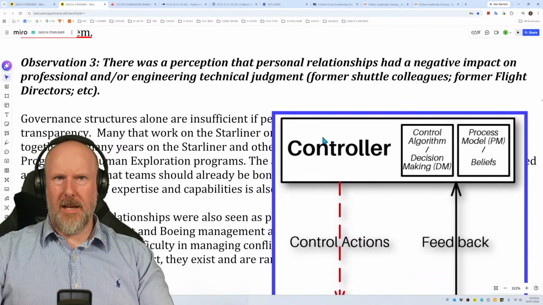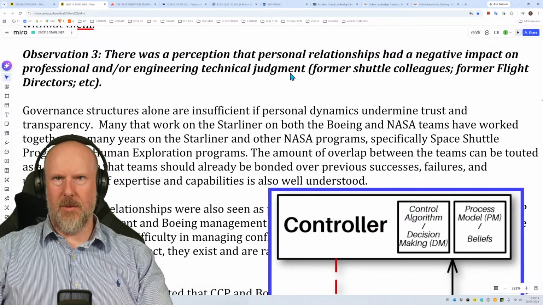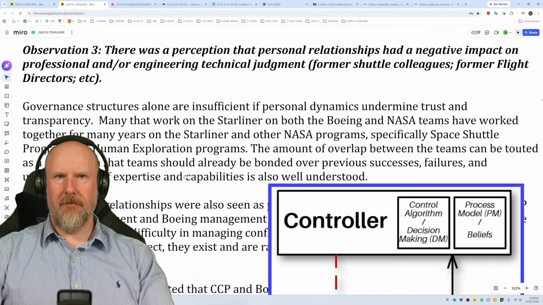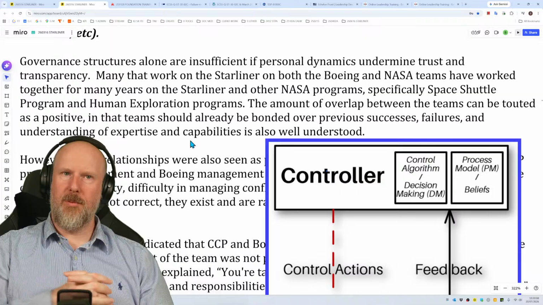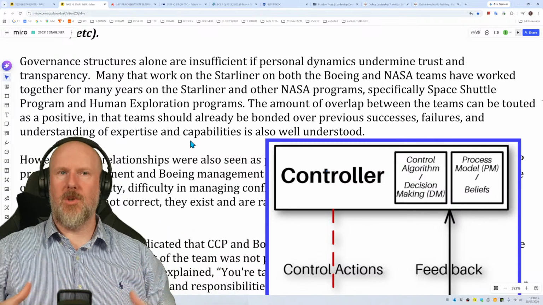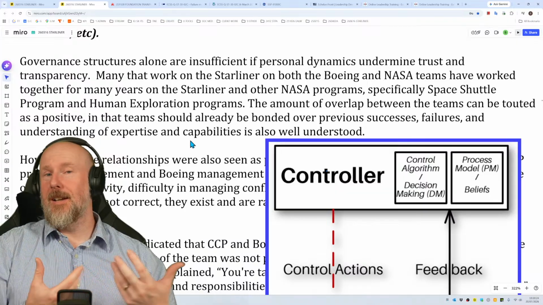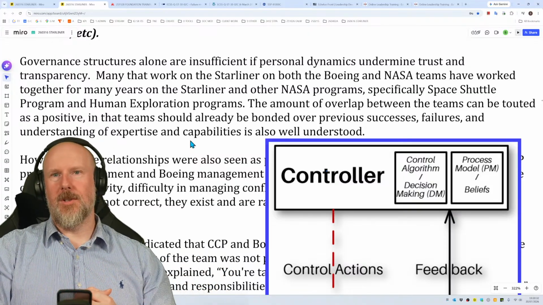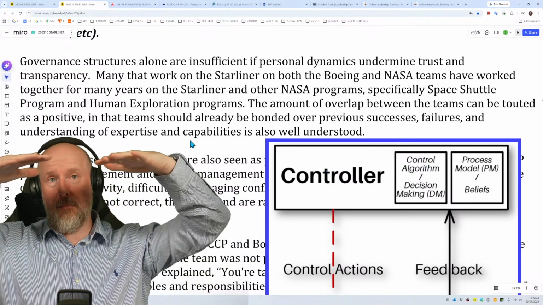Anyway, observation number 3. There was a perception that personal relationships had a negative impact on professional and/or engineering technical judgment. Former shuttle colleagues, former flight directors. That's interesting. Before I continue reading, just to emphasize, when you're building your control structure models, you have to appreciate that there is the control structure model that's supposed to exist to control hazards and losses and responses to them. But you've also got to understand that these structures are made up of human beings, and human beings also have a social interaction structure, a type of control structure, that also influences their decision making, their beliefs and behaviors, their control actions and their feedback, and potentially even their position in the hierarchy.